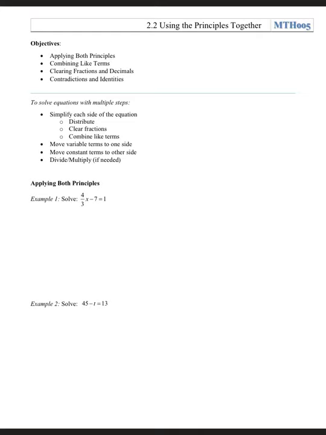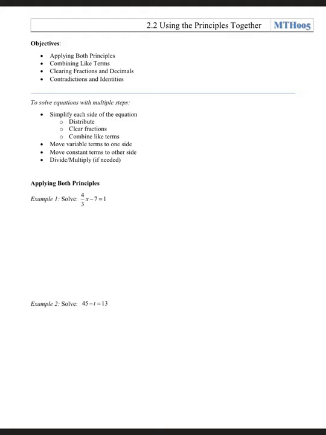What we are looking at in 2.2 is we are continuing to solve equations. Now we're just going to add a couple more steps into a problem that we already know how to do. So the first couple here, this is going to be a little bit of review. For the first one, it says solve 4/3 x minus 7 equals 1.